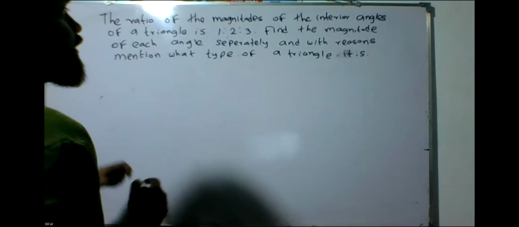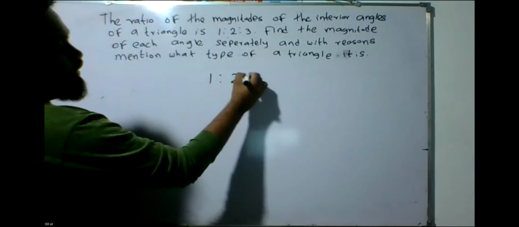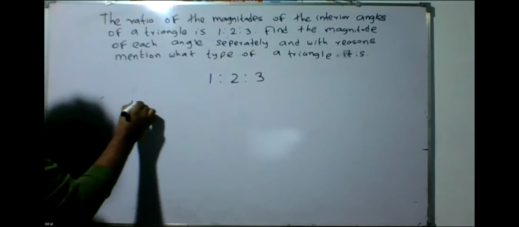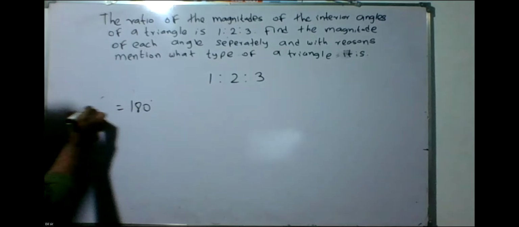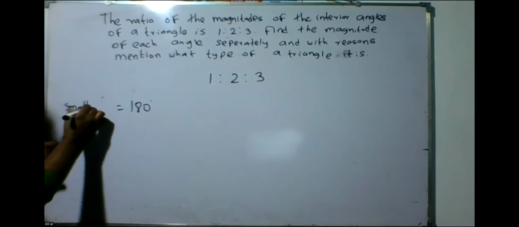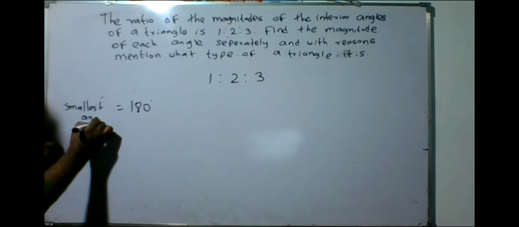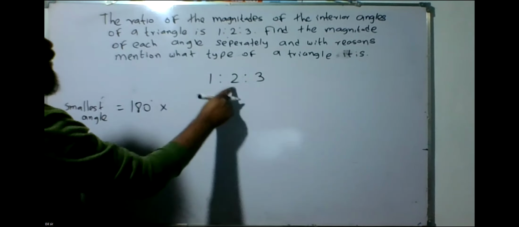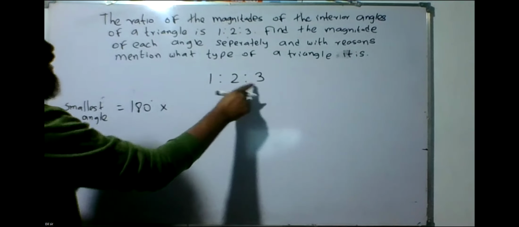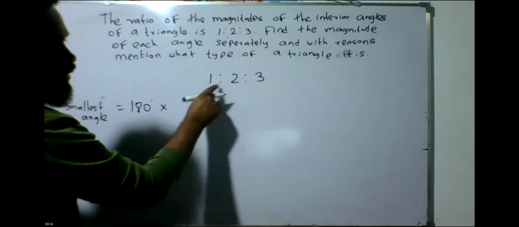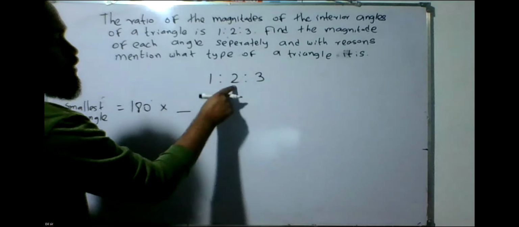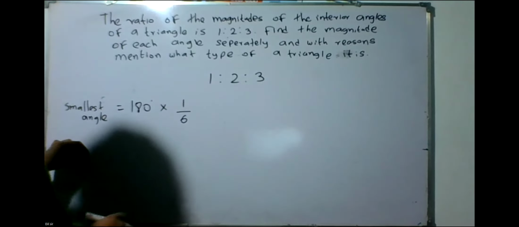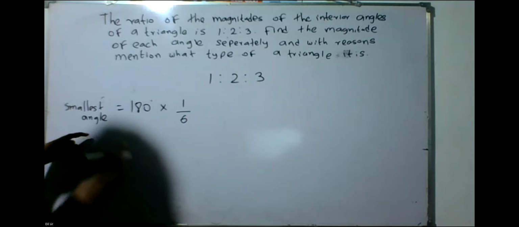Second method, the ratio is 1 to 2 to 3. The sum of these three angles is 180. Let's find the smallest one. The smallest angle is represented by 1. When we come to this ratio, we take the sum of all three terms: 1 plus 2 plus 3, it is 6.